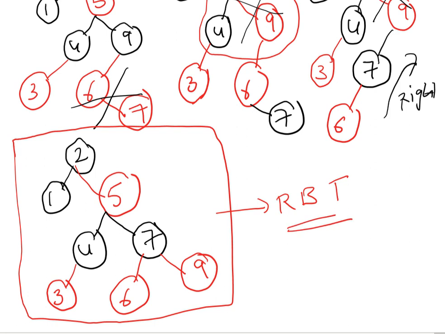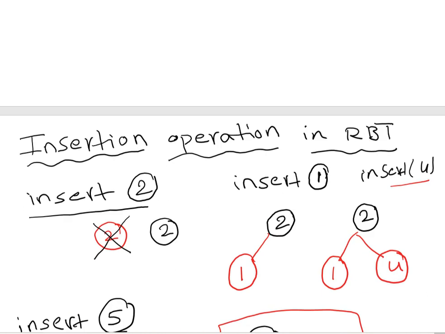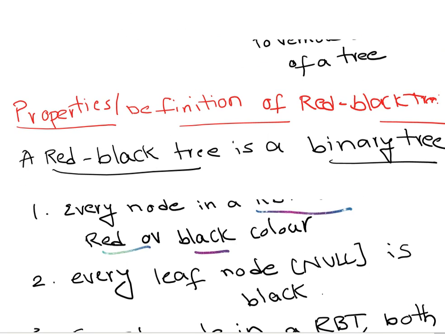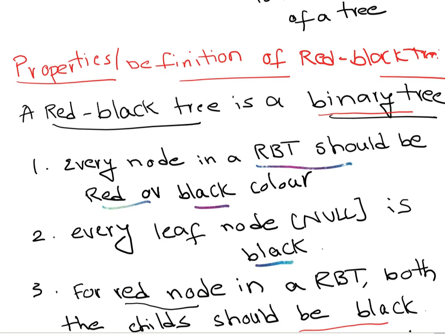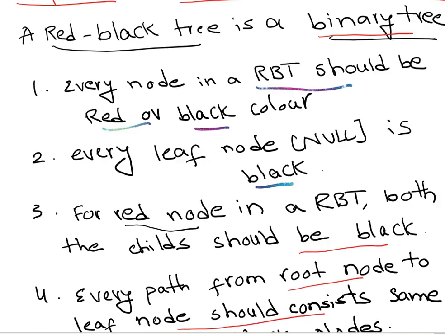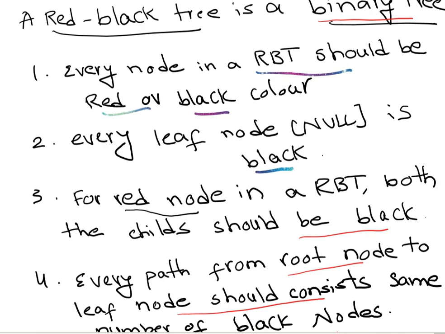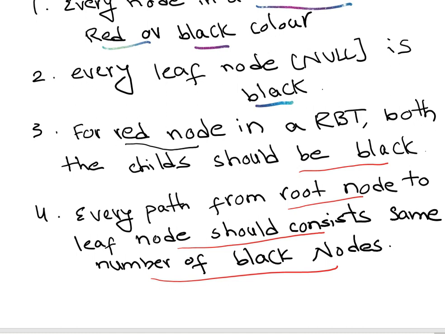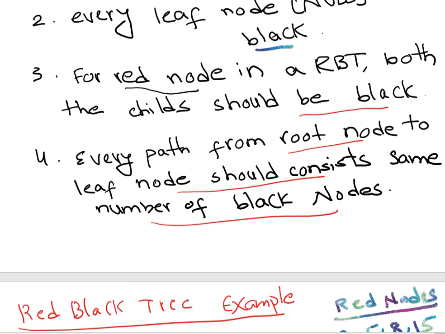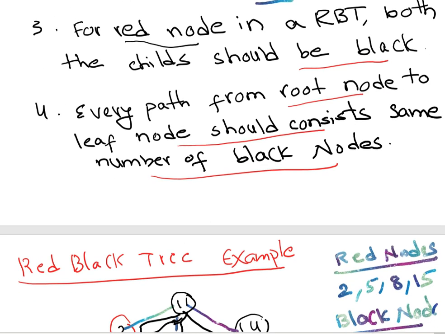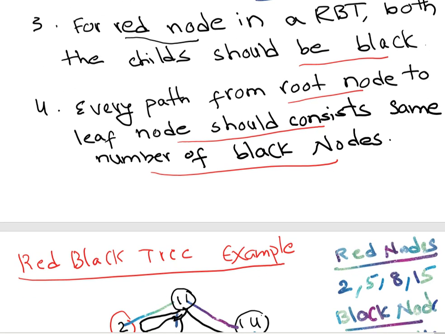Like this we need to perform the insertion operations. That's why I told you before about the binary tree and AVL tree. The AVL tree rotations we will use in this red black tree. That's why we need to know the sequence. Once again I am repeating. Red black tree properties are: it should be a binary tree. Every node in a red black tree should be red or black. Every leaf node will be a null as a black node. For a red node, both children should be black. Every path from root node to leaf node should have the same number of black nodes.